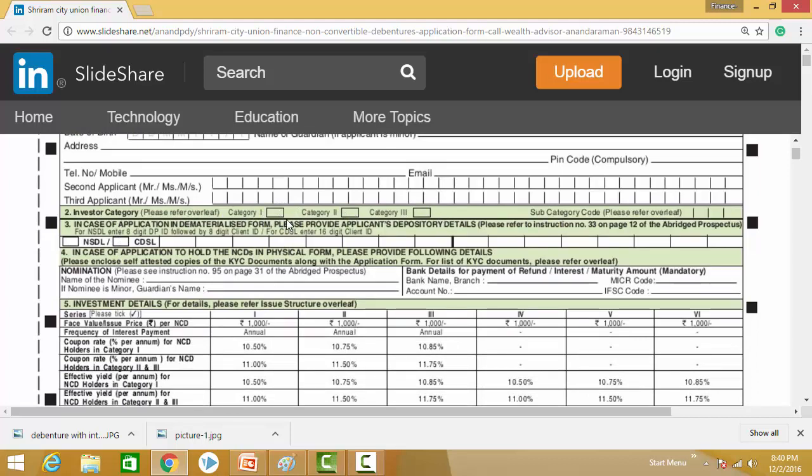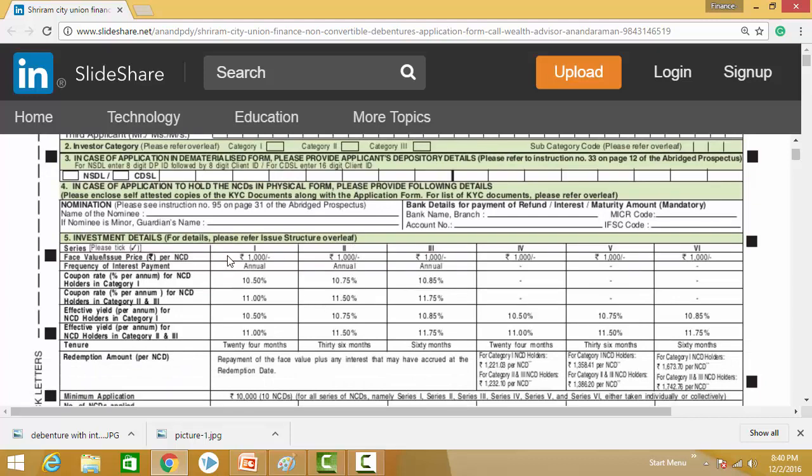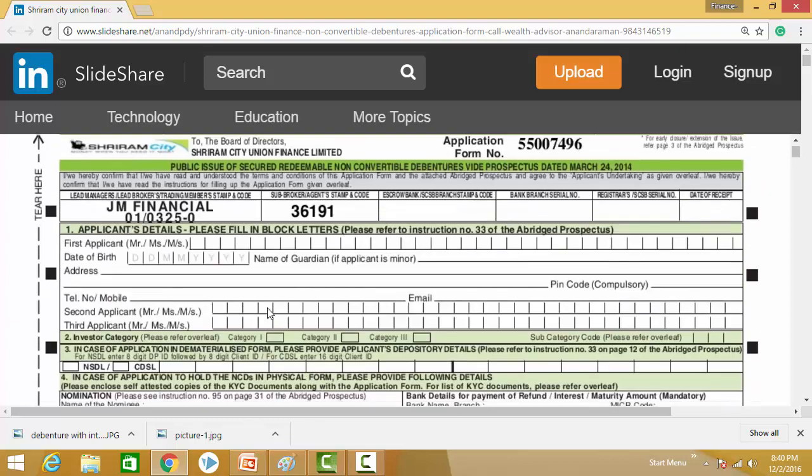Now you may not see this in every application form, but here they have lots of categories. Basically, what they're trying to categorize is that if you invest for a shorter time period, then the interest paid to you will also be lower.